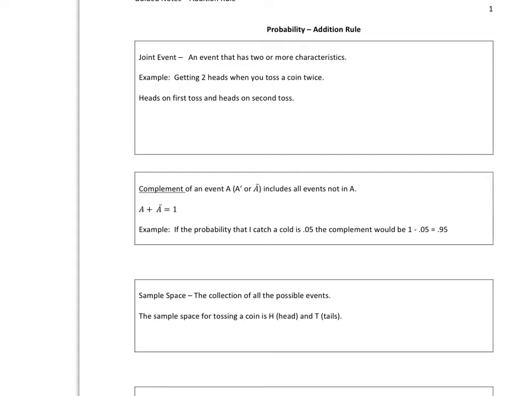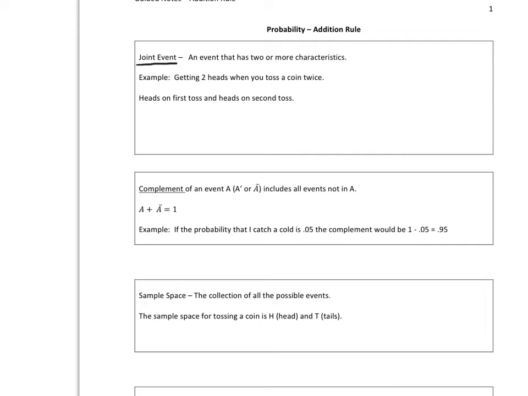Let's start with some definitions. A joint event is an event that has two or more characteristics. For example, getting two heads when you toss a coin twice. So the first event would be heads on the first toss, and your second event would be heads on the second toss. So the word joint, a single event would just be getting a head that first time you toss the coin.